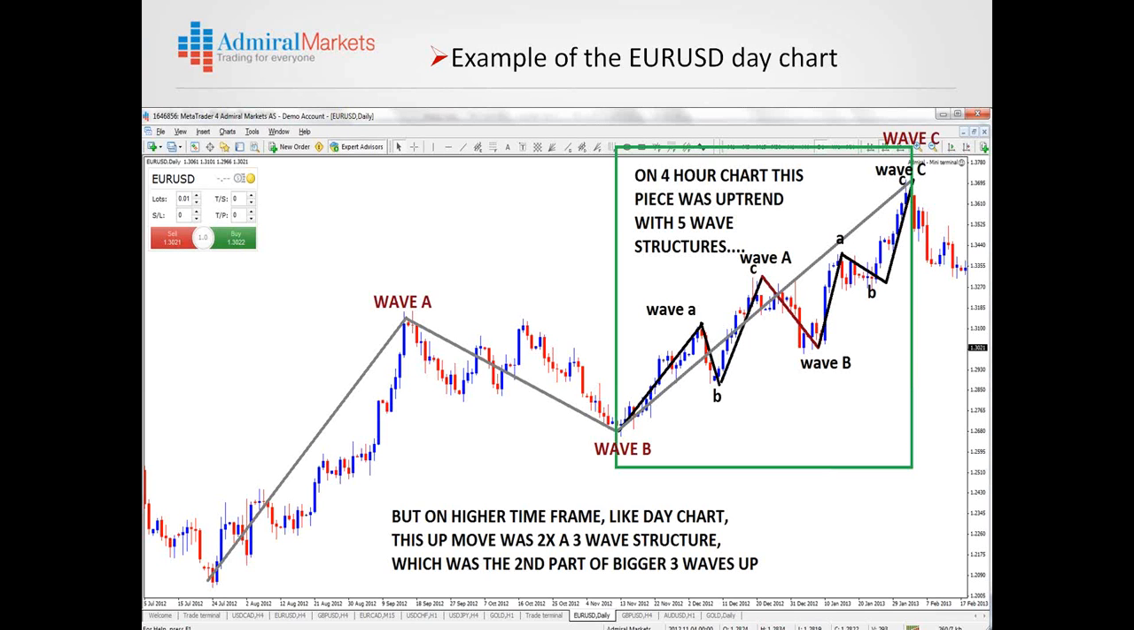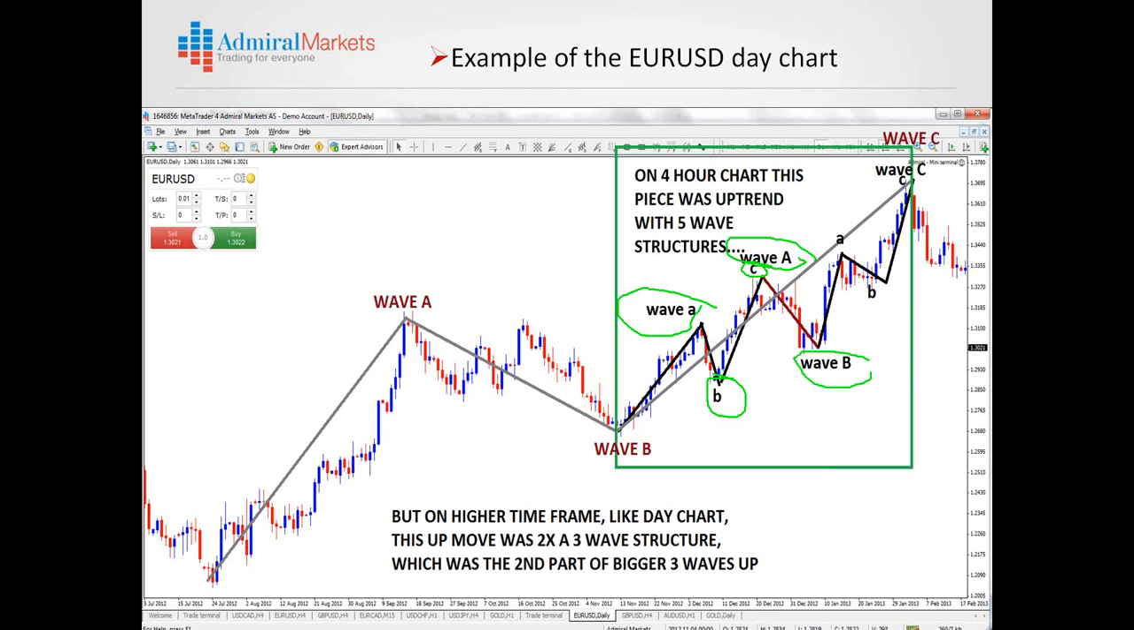For example, here on the euro-dollar, you can see that actually the 5 waves up were a wave A, then a wave B, and a wave C for wave A. I'll show you where I mean. Sorry. These 5 waves up were for this, then 3 waves down for this, then another 5 waves up for C. That makes ABC for wave A.